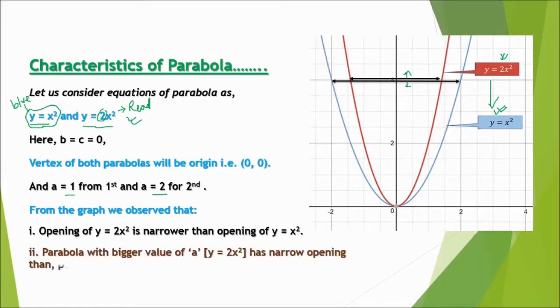The parabola with the bigger value of a, that means the second one, has the bigger value of a. The value of a is 2 here, isn't it? If the value of a is bigger, then the opening will be smaller. So this is the real conclusion of this observation. If there are two parabolas and their values of a differ, then the parabola with the smaller value of a will have the bigger opening, and the parabola with the bigger value of a will have the smaller opening. Value of a bigger, opening is smaller. Value of a smaller, opening bigger.